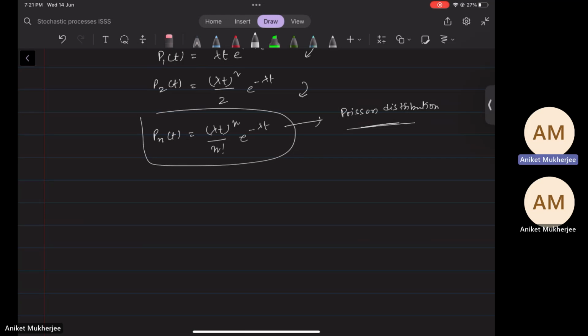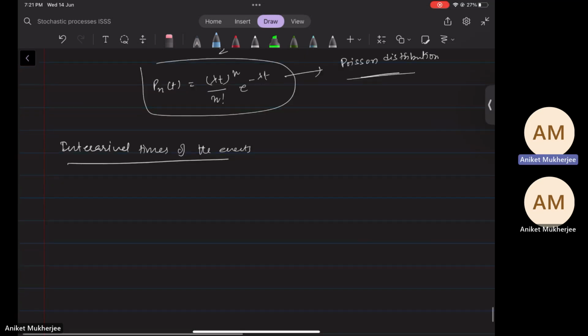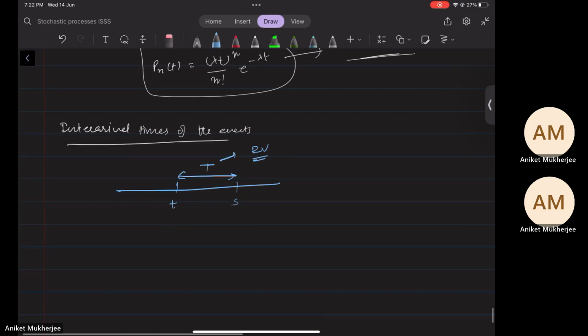So there is actually one more way to define it using the inter-arrival times of the events that have occurred. I'll go through this in the next class also, but I'll just give a brief view of the basic idea of what I'm trying to do. So I have an event occurring here and here. Let me call the inter-arrival time T. So T is a random variable, and what I want to find is the distribution of T.